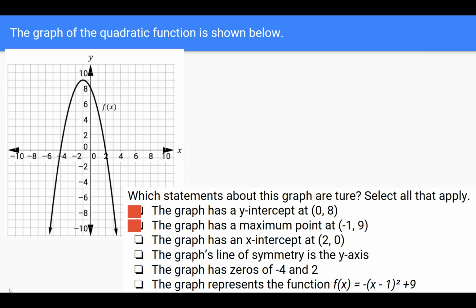Does it have an x-intercept at 2, 0? Yes, it does. What's the other x-intercept? -4, 0. So one of my x-intercepts is going to be at 2, 0.